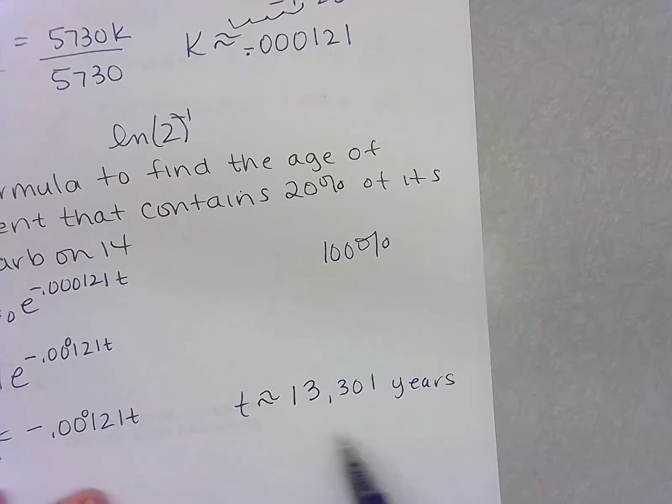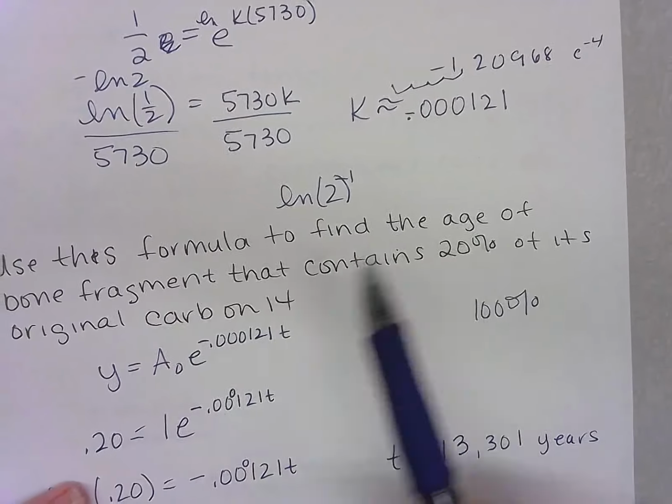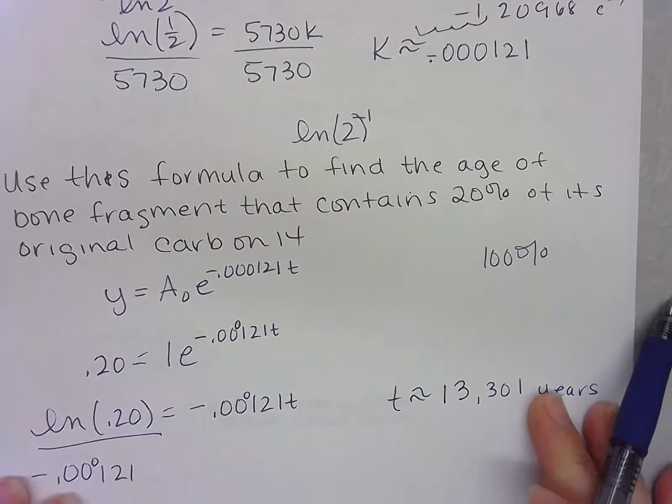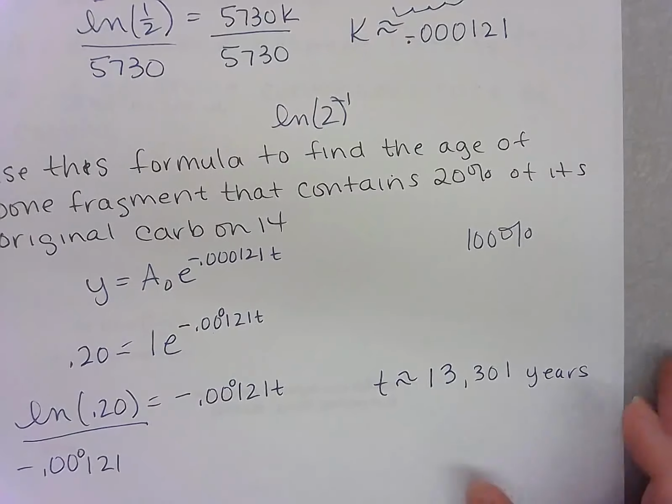All right, so there's a lot more to carbon dating than just this basic formula. There are different types and all this kind of stuff. So this is a little bit simplistic, but this is how it can be used.